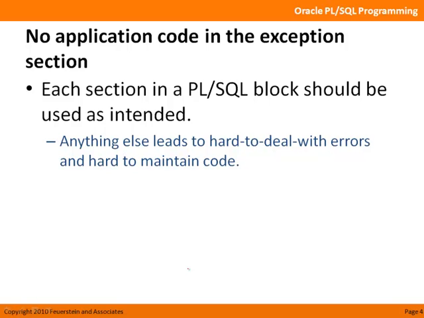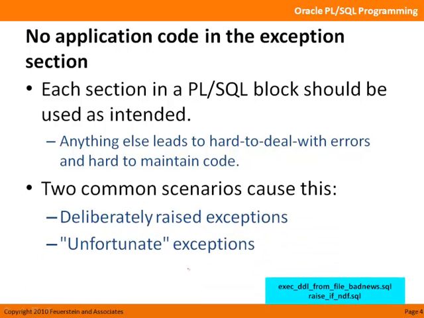In general, there's not a lot of ambiguity about what you do in the different sections. In the declaration section, you declare your variables and local structures. In your execution section, you provide one or more executable statements. But the exception section can give you some ambiguity because you can execute code in the exception section. And there are some scenarios that lead to putting application logic, not error management logic, but actually application logic, right in your exception section.